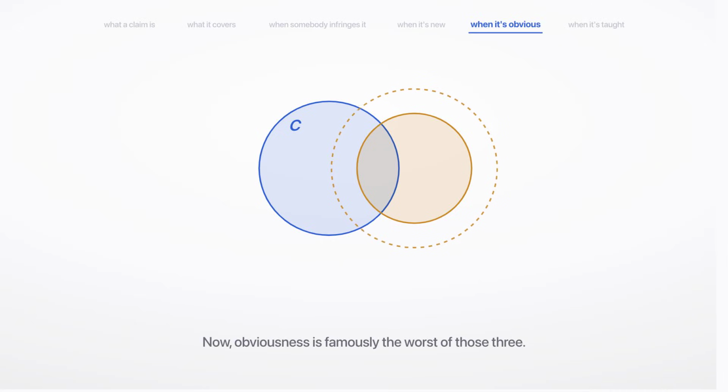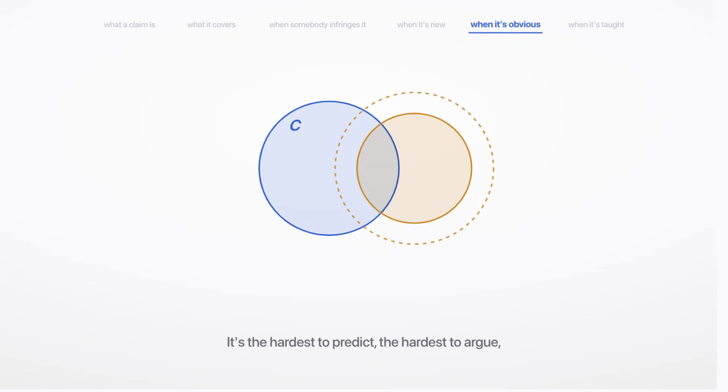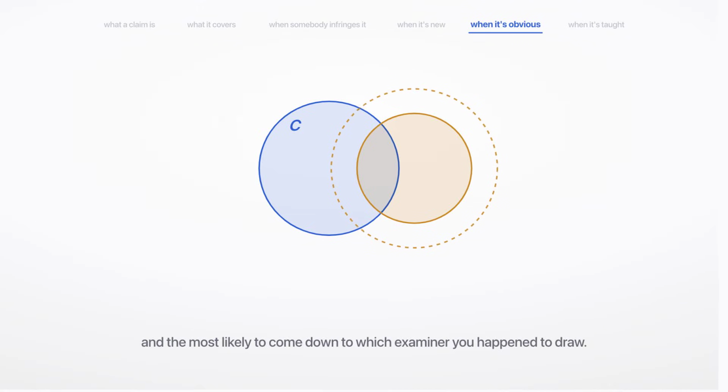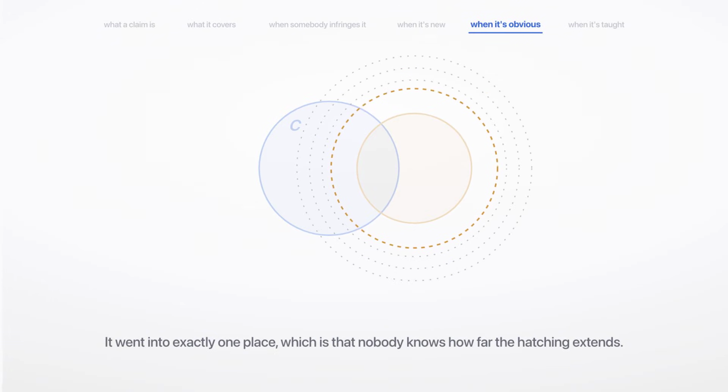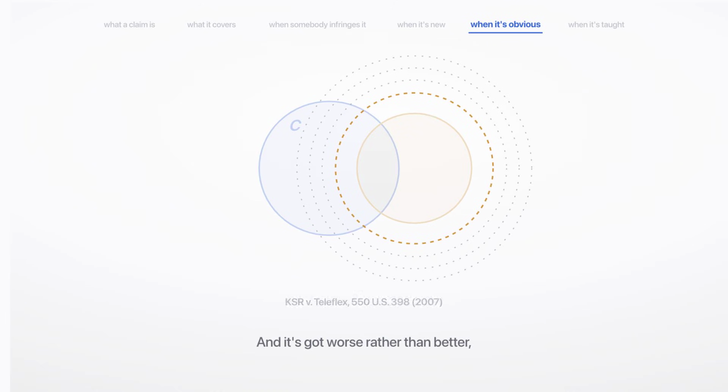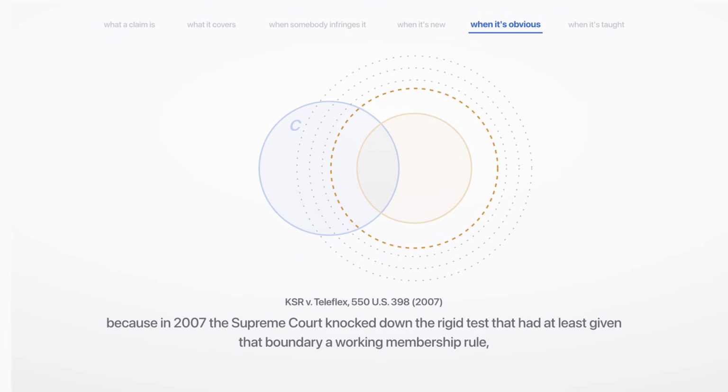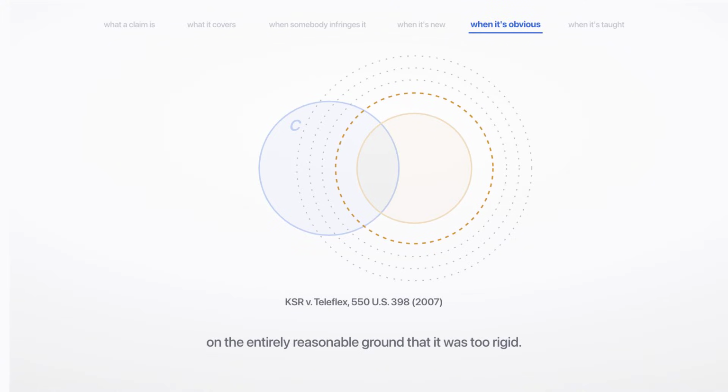Now, obviousness is famously the worst of those three. It's the hardest to predict, the hardest to argue, and the most likely to come down to which examiner you happen to draw. So where did all of that difficulty go? It went into exactly one place, which is that nobody knows how far the hatching extends. The relation is perfectly clean and the set is undefined. And it's got worse rather than better, because in 2007 the Supreme Court knocked down the rigid test that had at least given that boundary a working membership rule, on the entirely reasonable ground that it was too rigid.